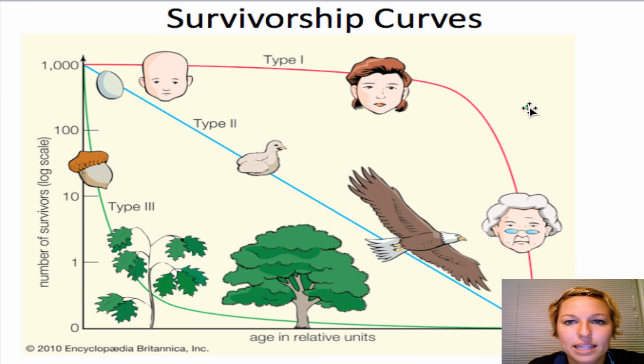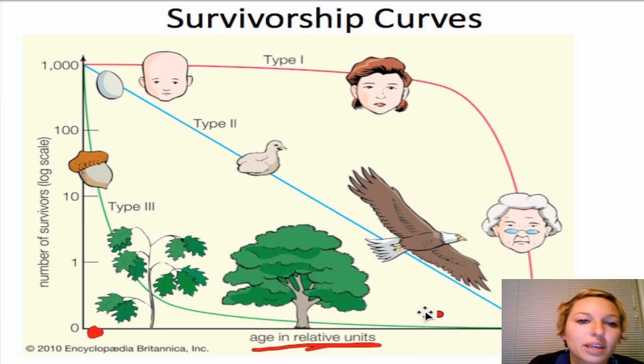Type 1, that's us. So if we look at this, this is age in relative units. This would be considered a young individual, and this would be an old individual. And this is number of survivors, basically the per capita number of survivors, and it's in a logarithmic scale. So we have 0, 1, 10, 100, and 1,000.